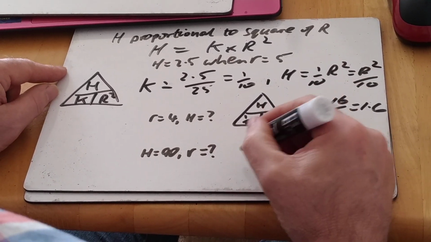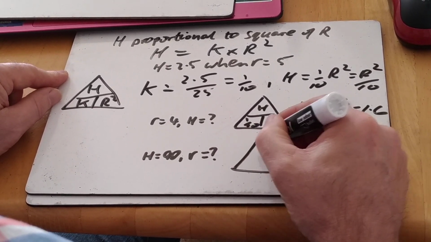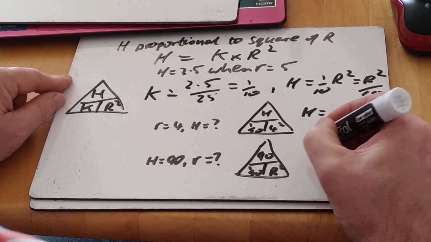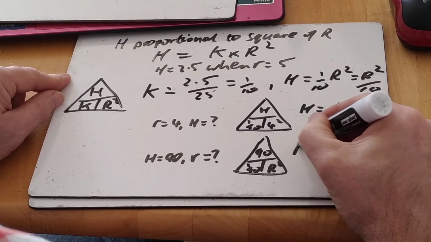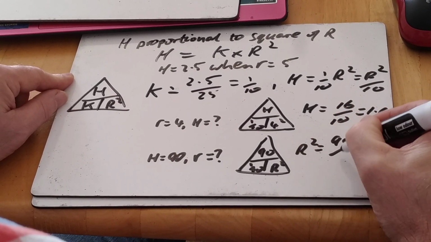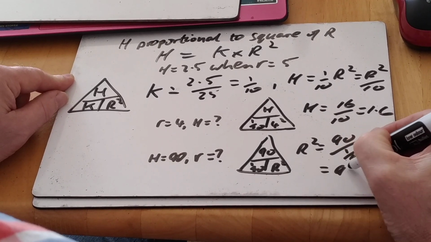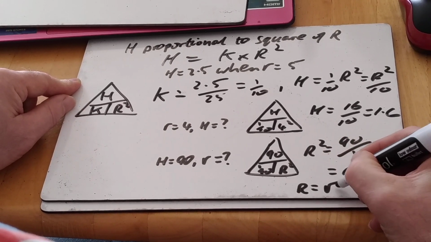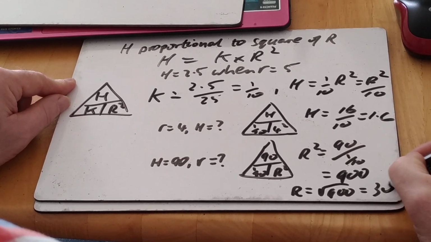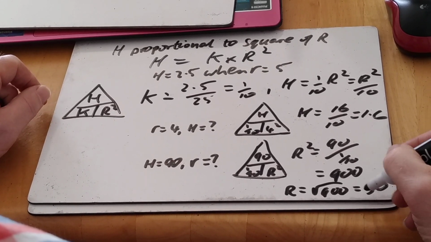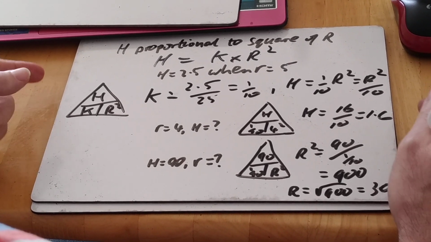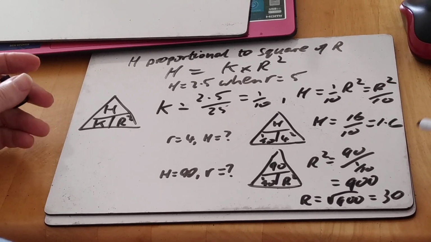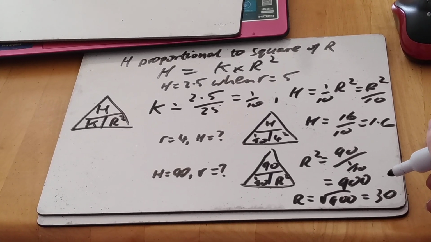When h is 90, ooh, now then, got all sorts going on here. I've got 90 on the top, k is a tenth, and I'm finding r squared now. When I cover up r squared, it's 90 divided by a tenth, which is 900, and don't forget I found r squared, not r, so r equals the root of 900, which is 30. It could be plus or minus, by the way, because I'm square rooting. Always check the question to make sure that r has to be positive. If it's a physical thing, it will be a positive answer, not negative.